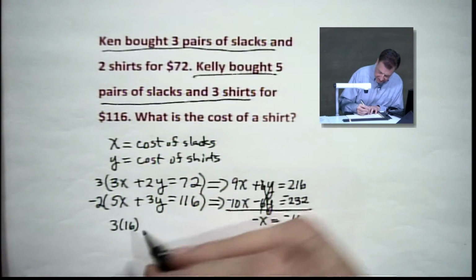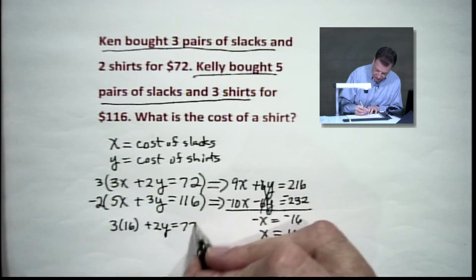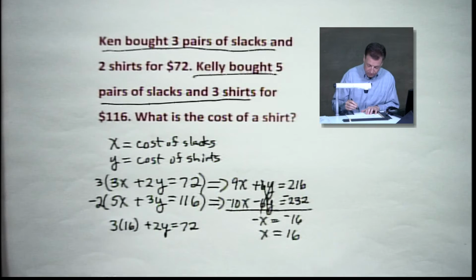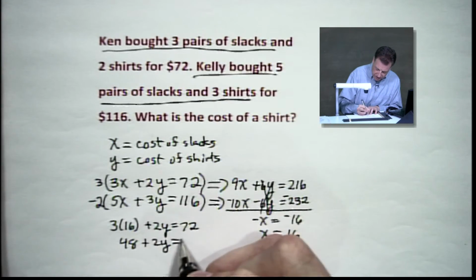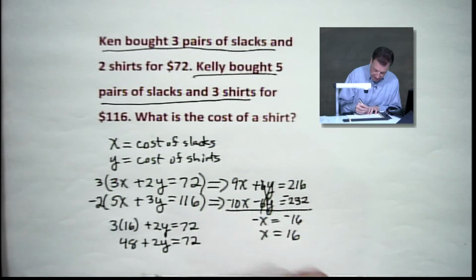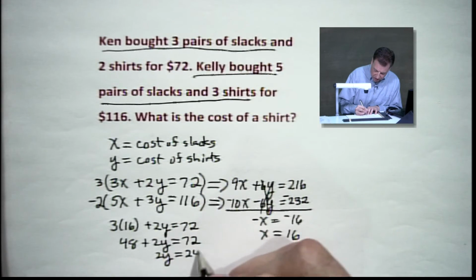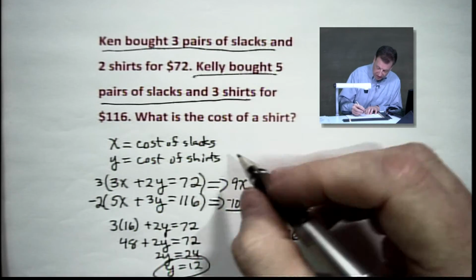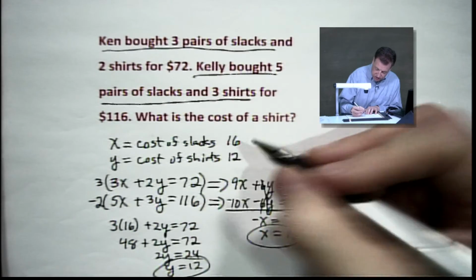So let's take it real quick here. 3 times 16 plus 2Y equaling 72. That's Ken's business. That's 48 plus 2Y equaling 72. Let us subtract correctly, that's for sure. I believe we're going to have 2Y equaling 24, and Y equals 12. So real quickly here, it looks like our slacks are $16 and our cost of shirts is $12.